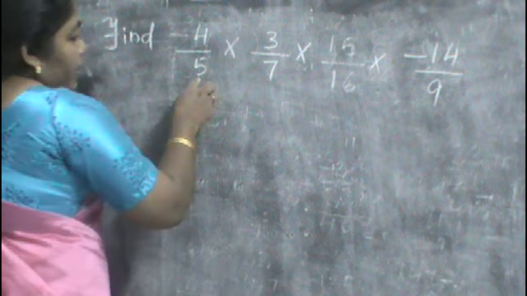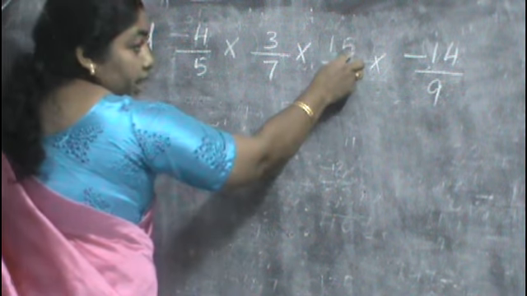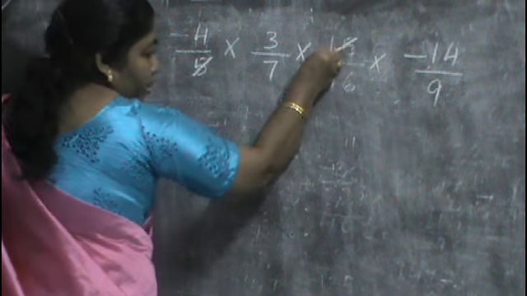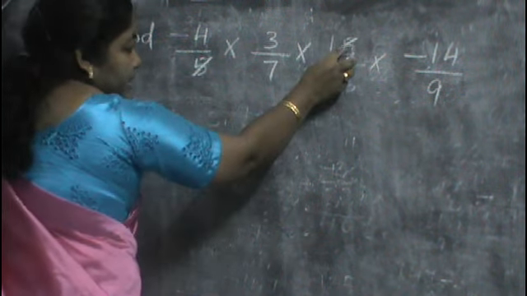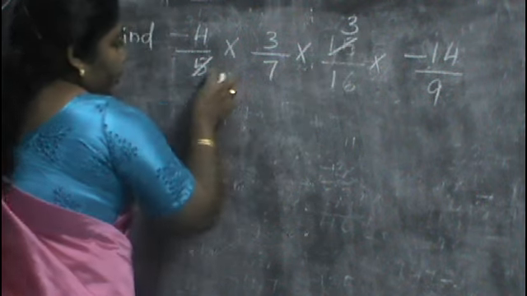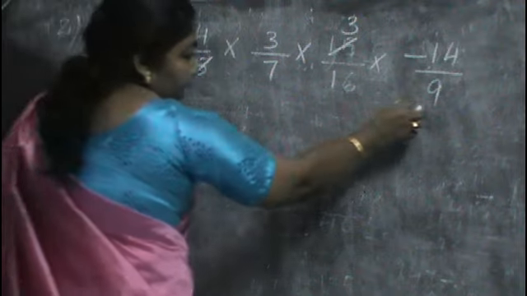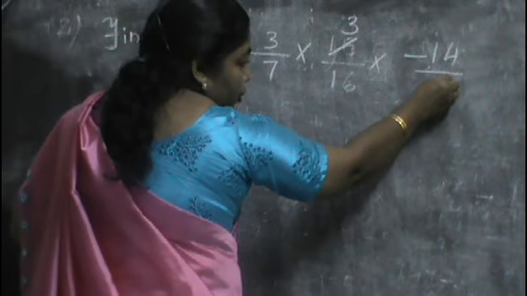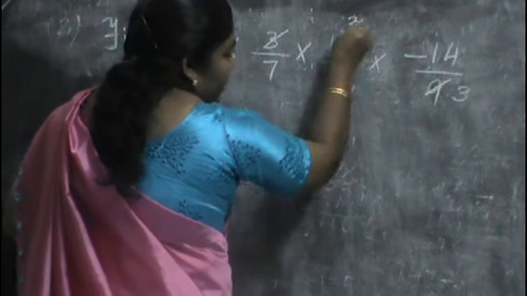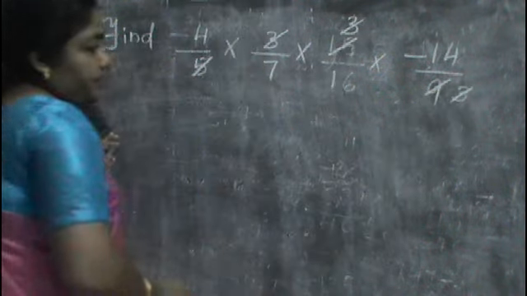All of you listen. 5 3s are 15. So we can cut one denominator and one numerator like this. 15 is a multiple of 5. 5 into 3 is 15. So we can cancel like this. Here 3 3s are 9. So 9 and 3 we can cancel, here 3. Now these two 3s we can cancel.